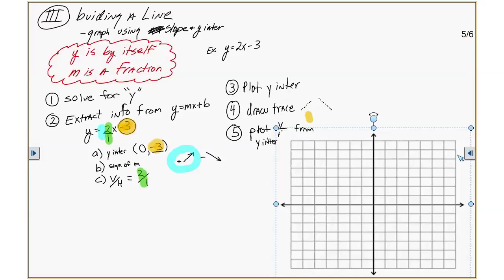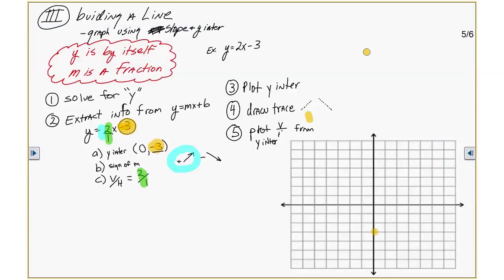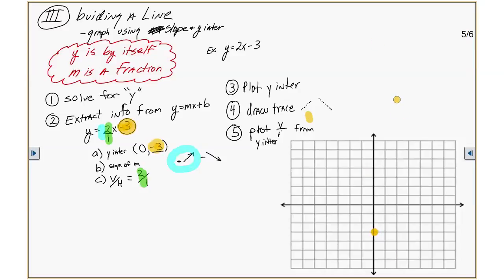All right, the first thing I do is I plot my what? Plot my point. I'm going to plot it with the highlighter so y'all can see where everything's going. The yellow is 0, -3. 1, 2, 3. There's my yellow point. I'll make it a little bit bigger. There. So that's done. I'm done with the yellow.